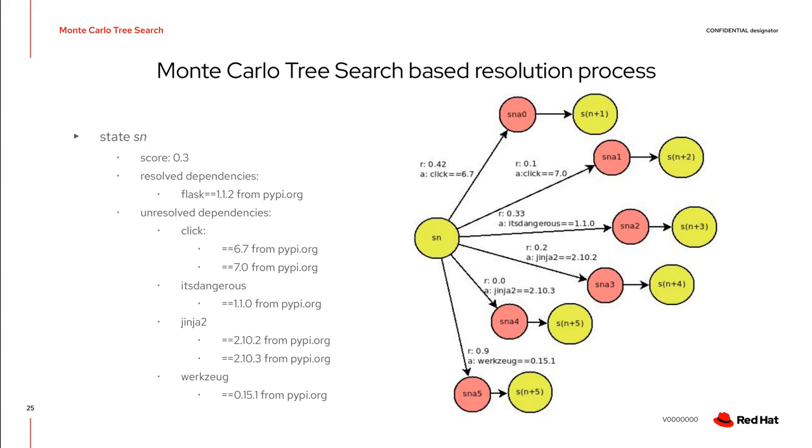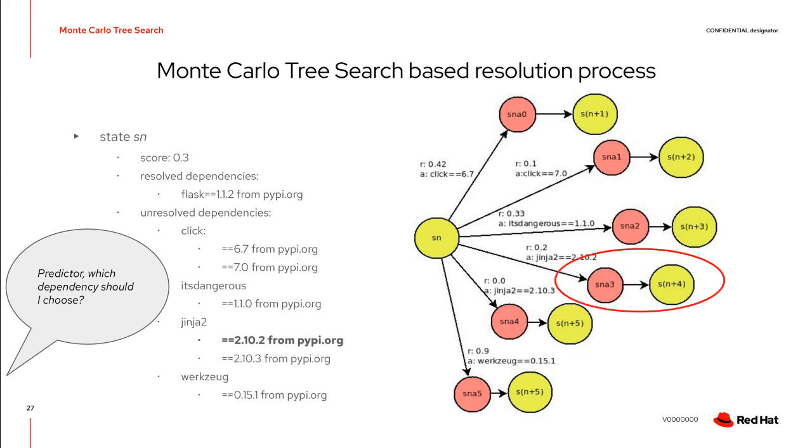This state Sn corresponds to this node in the graph, and here are encoded options that we can take. We ask the predictor which dependency the resolver, meaning I, should choose to resolve the software stack. The predictor, which can be MCTS, Monte Carlo Tree Search, TD learning, or adaptive simulated annealing, any other predictor, says that we should resolve Jinja2 in version 2.10.2 from pypi.org.